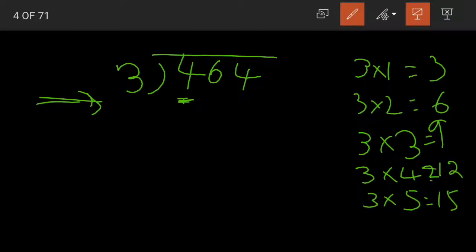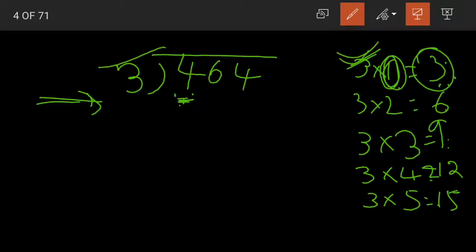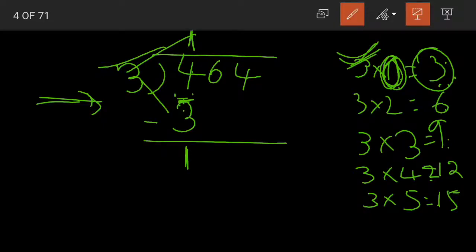Now coming to 4. Does 4 come in 3 table? No. Do we have any number which is less than 4 in the 3 table? Yes, we have 3 here. 3 ones are 3. This 1 becomes our quotient written on top. 3 ones are how much? 3. Subtract. 4 minus 3 becomes 1.